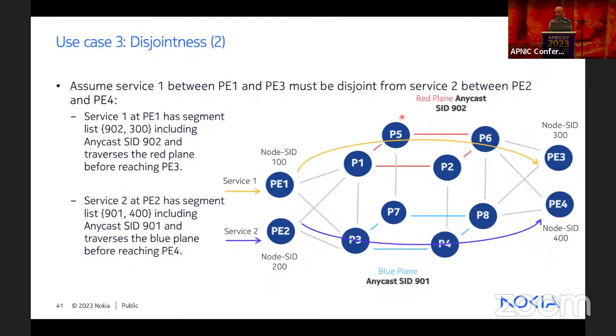Right? So at the earliest point, it'll rejoin the red plane. So it's not going to stop. And just one extreme case. No, please go ahead. What if the plane is separate because of the links all down between blue and the red plane? Will that cause an issue? Because PE1 cannot go to the 902 plane.